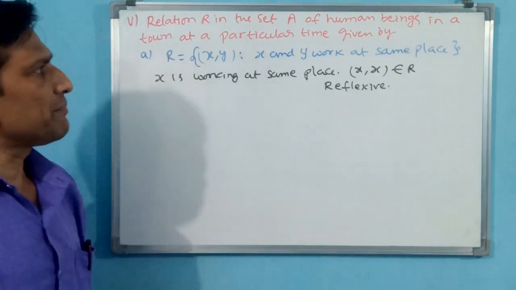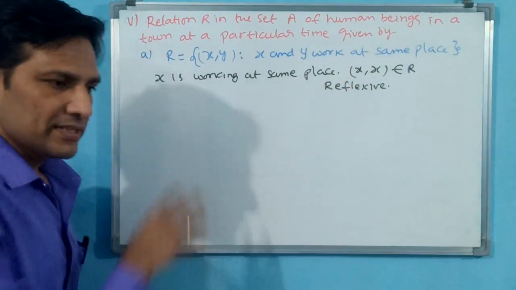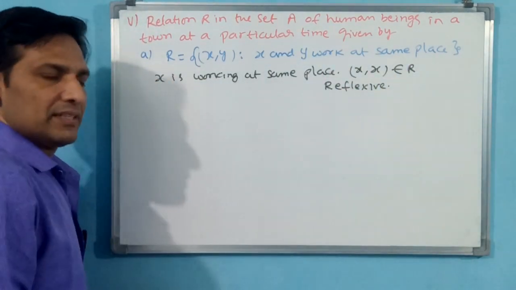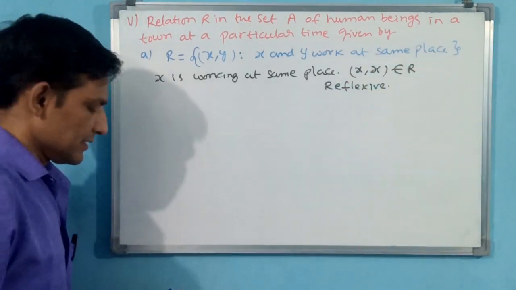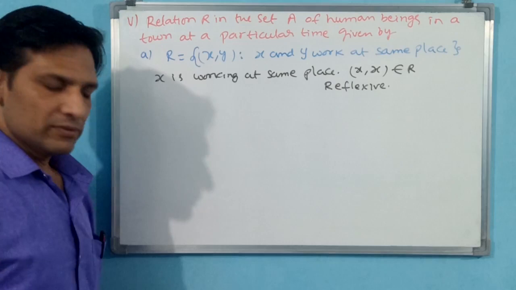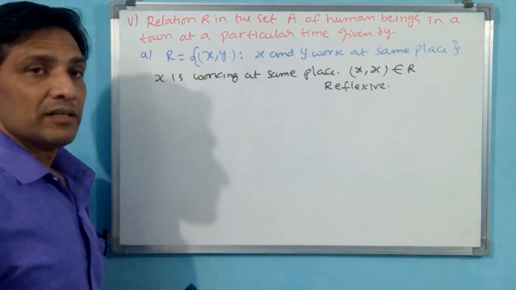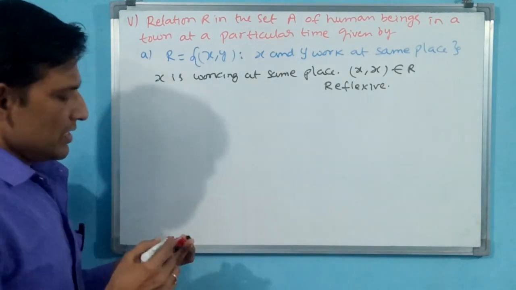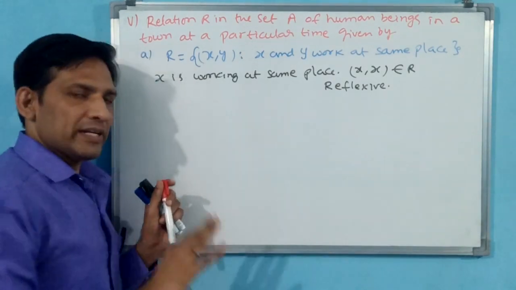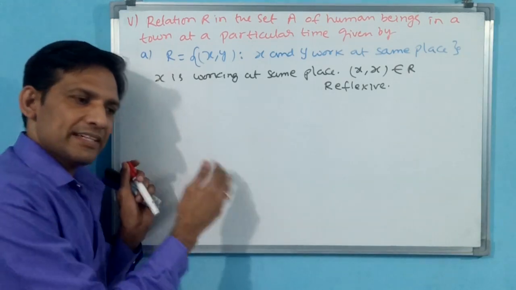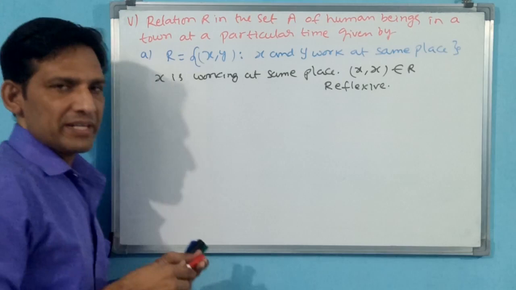X is working at the same place. X, Y work at the same place means X is also working at the same place. Relation you have to see, same place. Working at the same place is the relation. Now this is reflexive. Now come to symmetric. X and Y working at the same place, Y and X also working at the same place. X, Y belongs to R, Y, X belongs to R. Then that means this is symmetric.